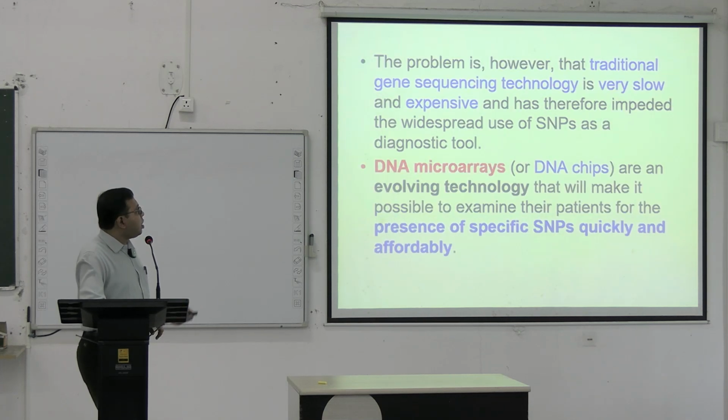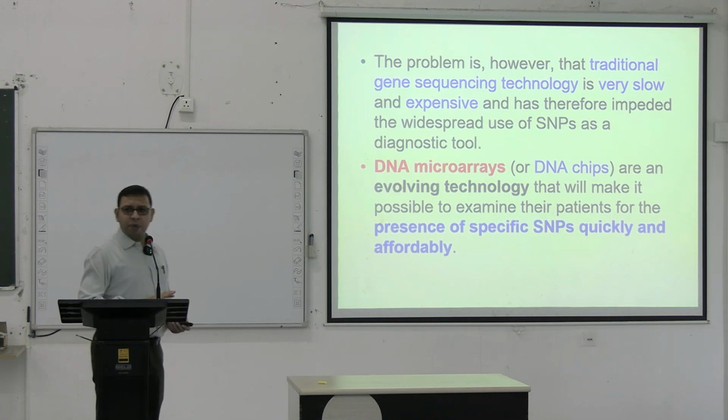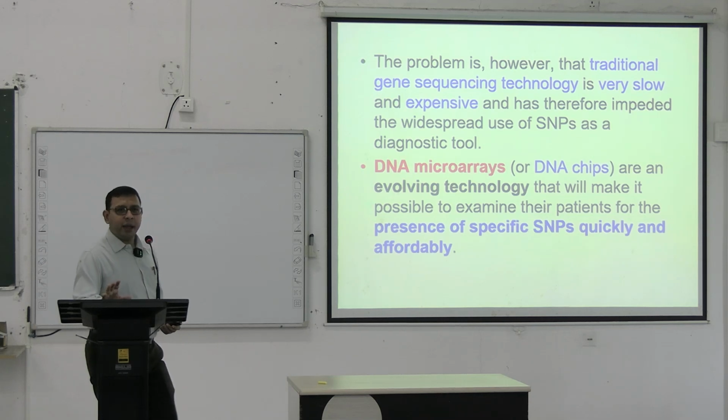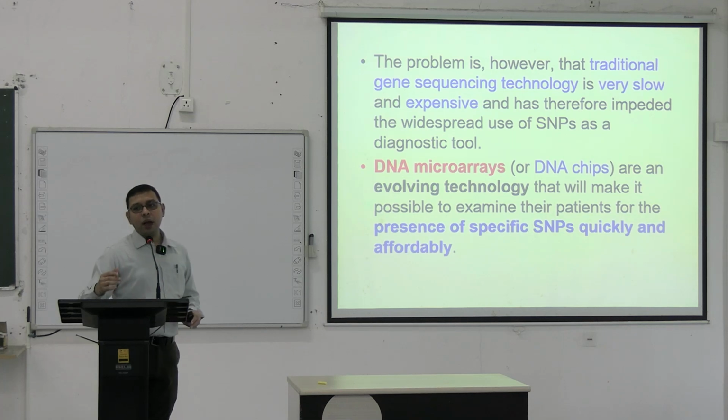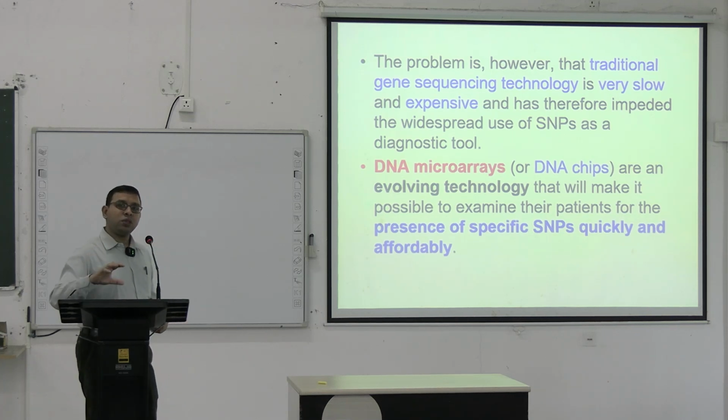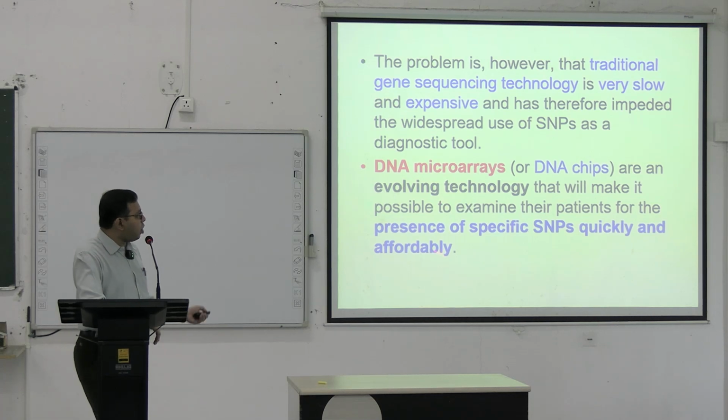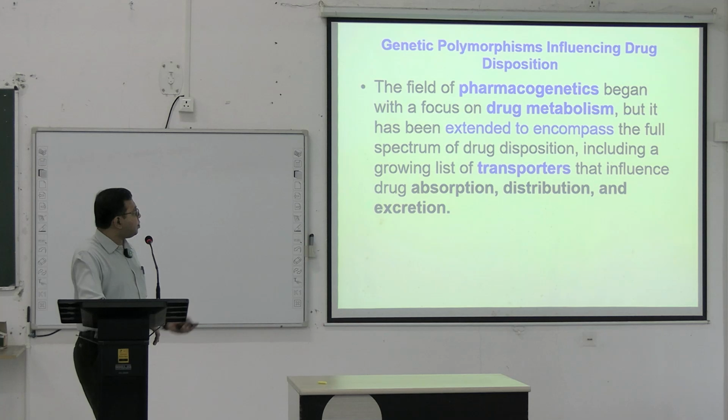Okay, the same thing. So the DNA microarray technique. This is important. You have probably read something about this in biochemistry. The DNA microarray technique is a new technique. There is a pre-examined list of single nucleotide polymorphisms, and we can use this DNA microarray technique to see whether these SNPs are present or not. This is an evolving technology to see the presence of specific SNPs quickly and affordably.